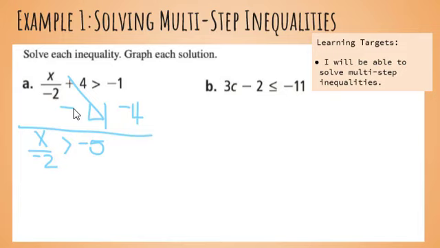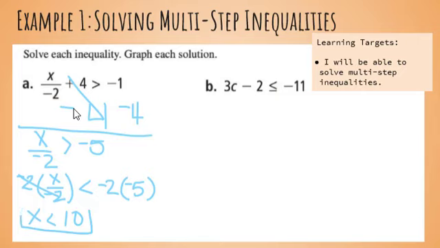And then over here we have x over -2, or x divided by -2. So the opposite operation here would be to multiply both sides by that -2. And since we multiply by a negative, we need to flip that inequality symbol. So our -2's cancel, and we're left with x is less than -2 times -5 is +10. So this is our solution, and then we do still need to graph this.